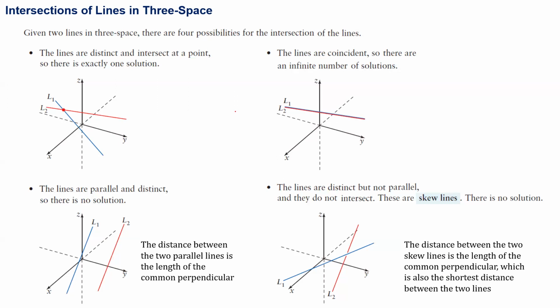Okay, have a look at these relationships. Also, we can determine if two lines in three space intersect, or are parallel or skew, using their equations. Have a look at these situations first, and then we'll have a look at some example questions to check your understanding of the intersections of lines in three space.